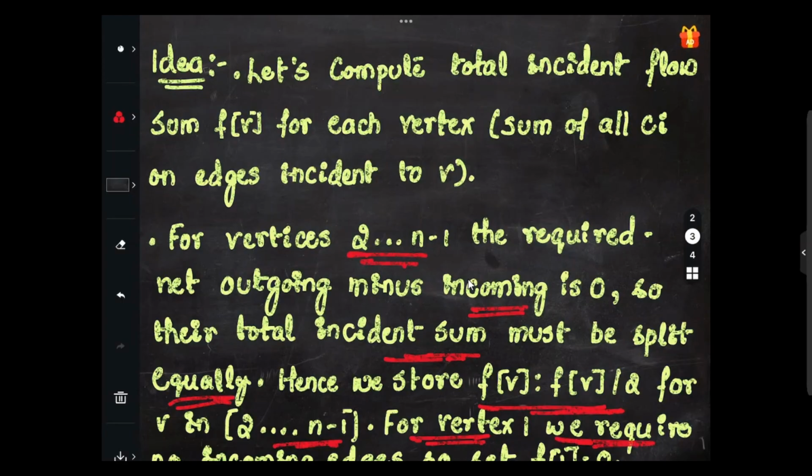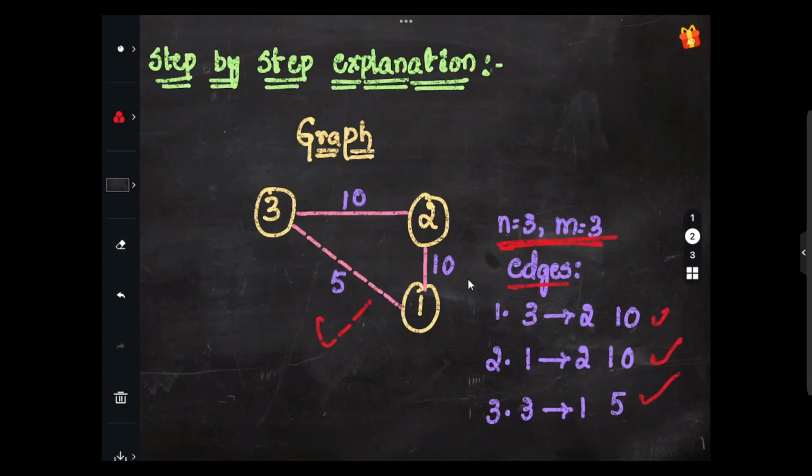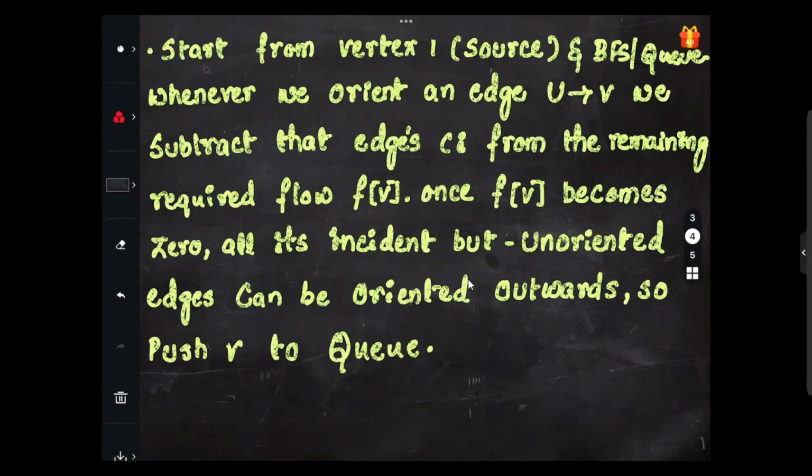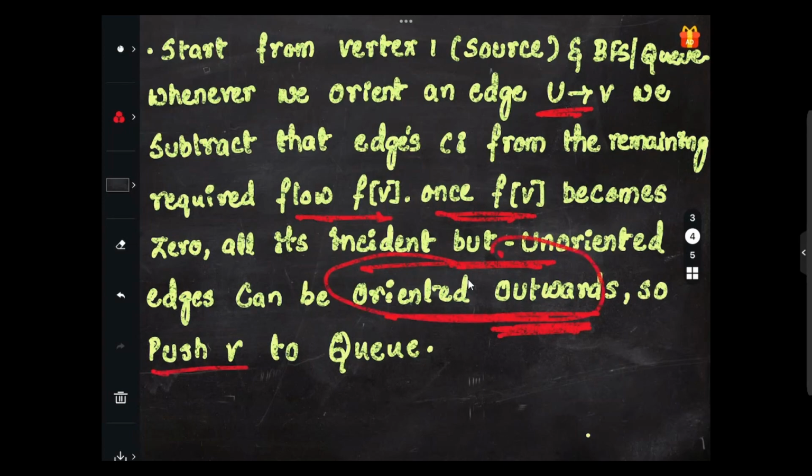For vertex 1, we require no incoming edge. So let's set f of 1 to 0, right? So this is fine. Easy one. We'll start from vertex 1, nothing but the source, and we'll apply BFS along with the queue. Whenever we orient an edge U to V, we subtract that edge's C from the remaining required flow f of V. Once f of V becomes 0, then all its incident but unoriented edges can be oriented outwards. This point is very important. So we will be pushing V to the queue.